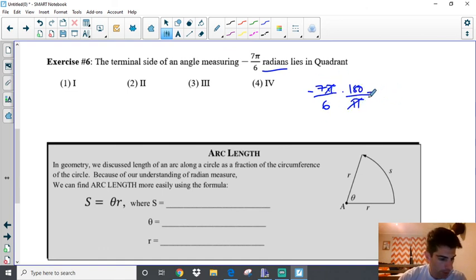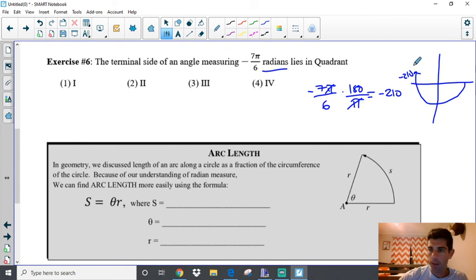Throw this guy in your calculator here. I'm going to get negative 210. Make your life easy. Sketch negative 210. So that's negative 90, negative 180, negative 210 would lie right over here, and I'm in the third quadrant.